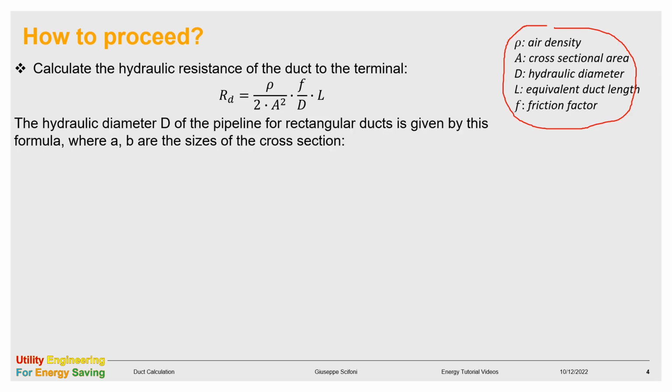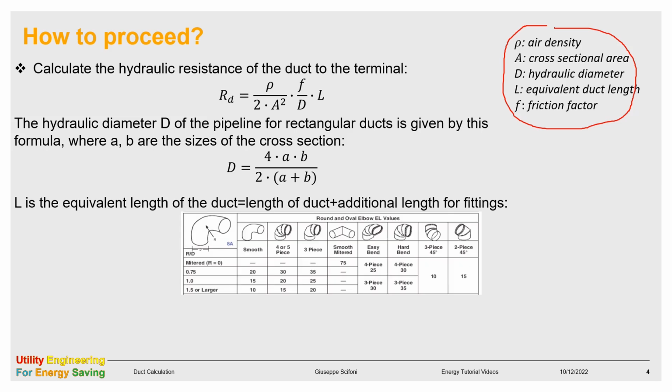The hydraulic diameter, capital D, for a circular duct is just the diameter of the pipe. For a rectangular duct it is given by this formula, where A and B are the sizes of the channel. The equivalent length of the channel, capital L, is the sum of the geometric length of the duct plus an additional length that takes into consideration the fittings.